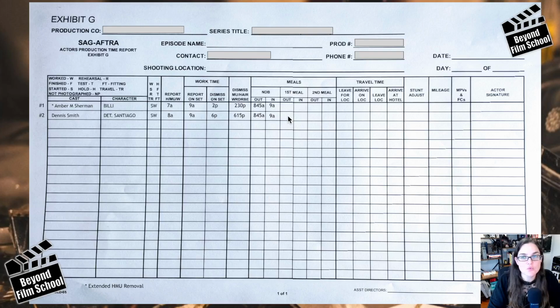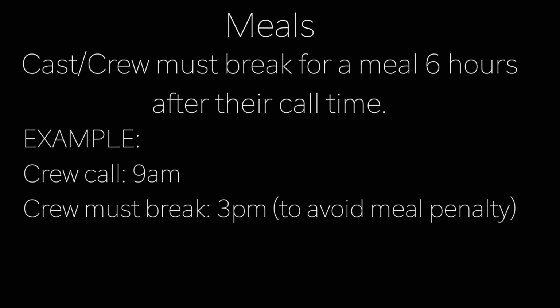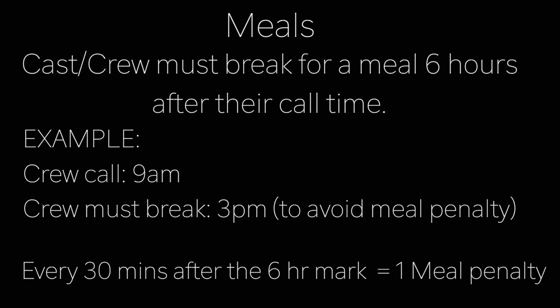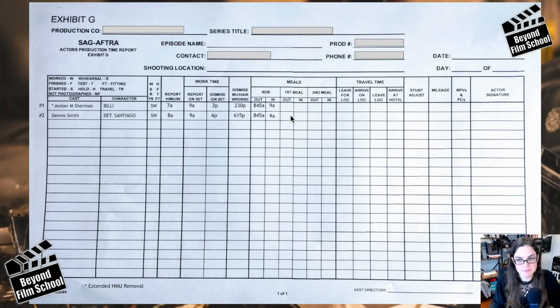So that means there's 1 meal penalty. Why is there 1 meal penalty? Because if you are starting the day at 9, you must break 6 hours after crew call or after your call time. Each half hour that occurs after the 6-hour mark when you need to break is 1 meal penalty. So every half hour is another meal penalty. So let's say that he broke at 3:30, and then he was back in at 4.